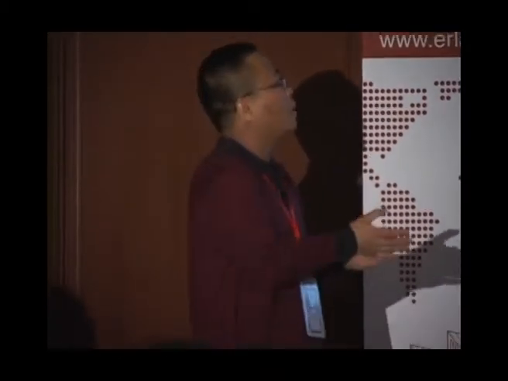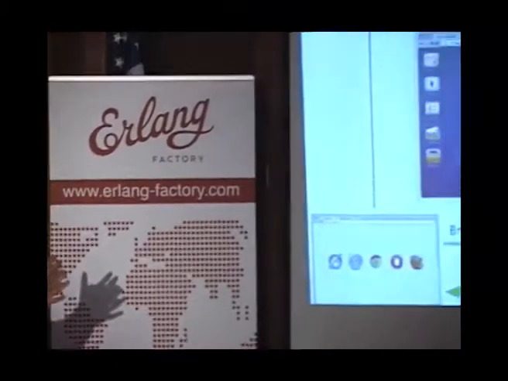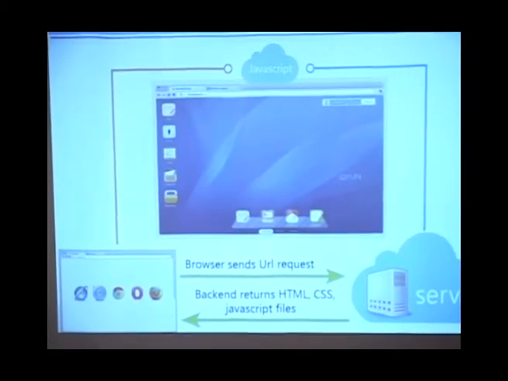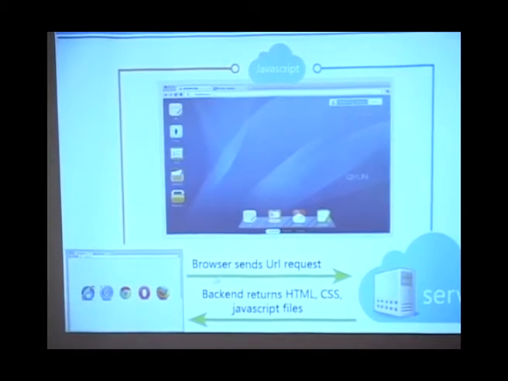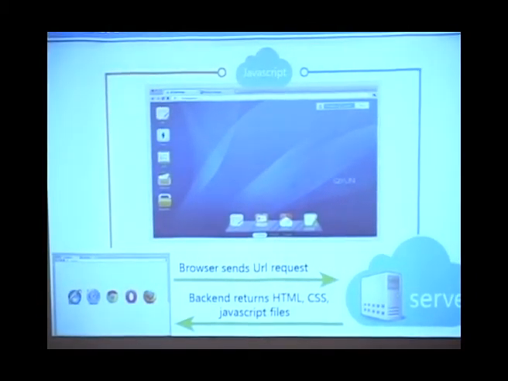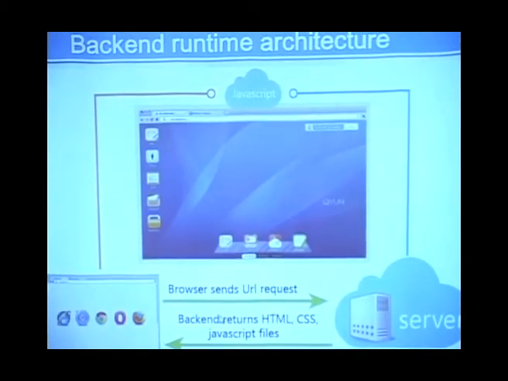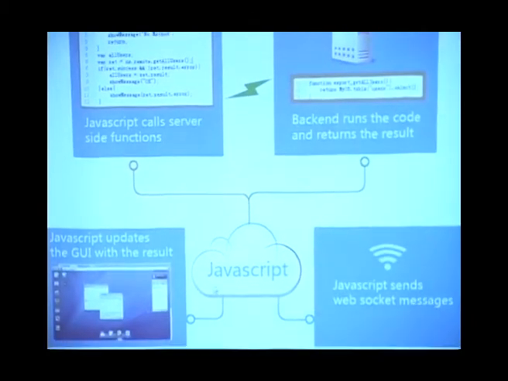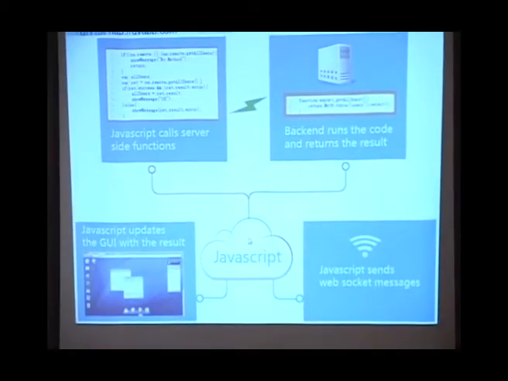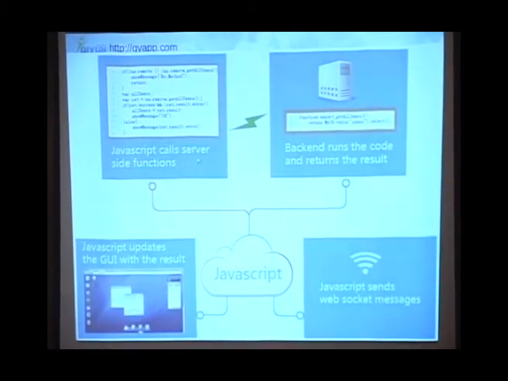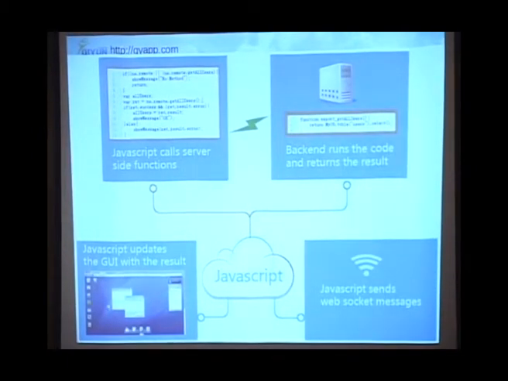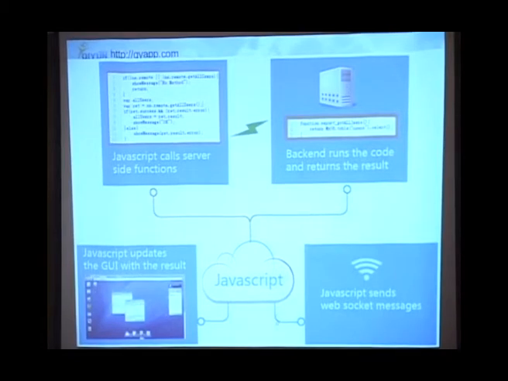OK, so from our point of view, this is the browser front end plus Erlang backend. What's the runtime architecture? This is the code. The browser sends a URL request to the server. The first response, of course, sends back the JavaScript code, HTML, and CSS files. But the point is that all those things will be glued by the JavaScript. The JavaScript will call the server-side functions. The backend will run the JavaScript and return the results. Then JavaScript will update the GUI with the results, and then JavaScript will send WebSocket messages. This is the runtime architecture.